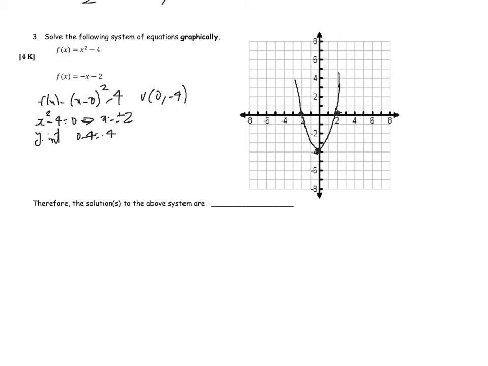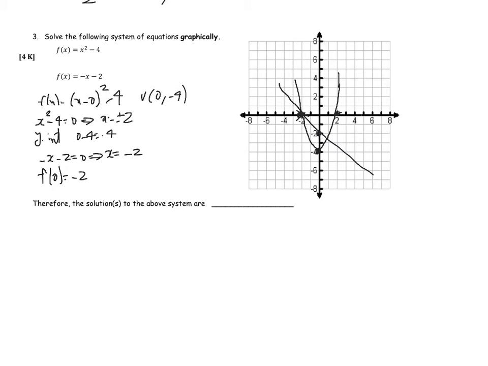Now to plot the line, I'm going to find the x-intercept and y-intercept. To find the x-intercept, I let f of x be 0, so I'm going to get negative x minus 2 to be 0. So from here, I find that x is equal to negative 2, which is this point. And for the y-intercept, I'm going to let x be 0, so I'm going to find that f of 0 is negative 2. So it's going to be this point. This means that I can draw a line going through these two points.